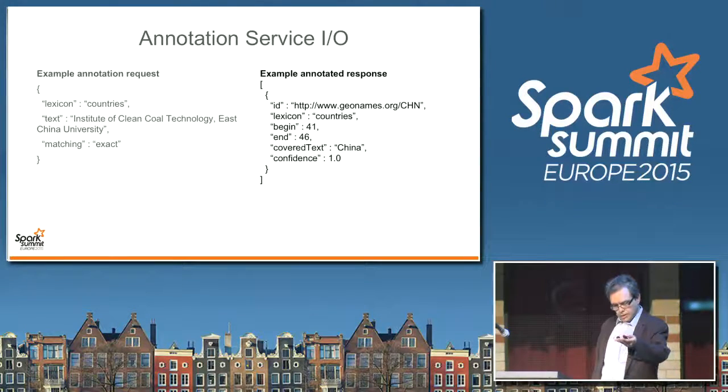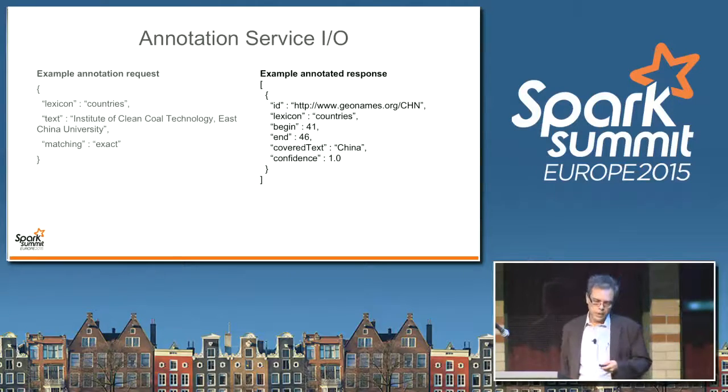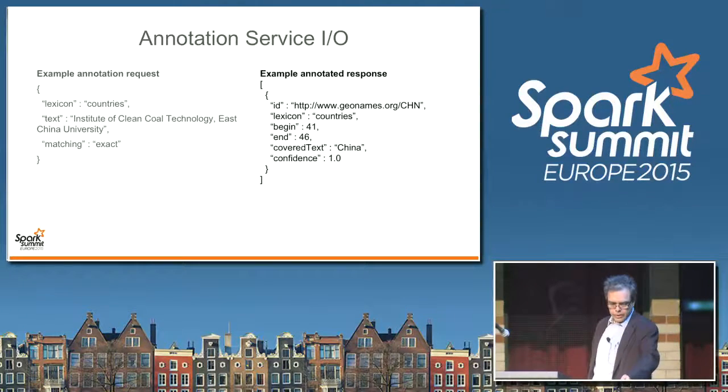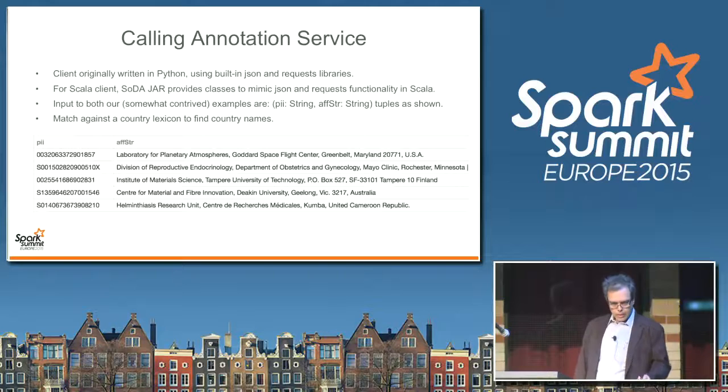And the system would respond with a sequence of 0 or more annotations, if it finds any. The annotation has an ID. We are using URIs, but you can actually use anything that works for you, as long as it's unique. The covered text tells you what text matched, and the begin and end are the begin and end character offsets. Confidence is a number between 0 and 1. 0 is really bad, 1 is really good.